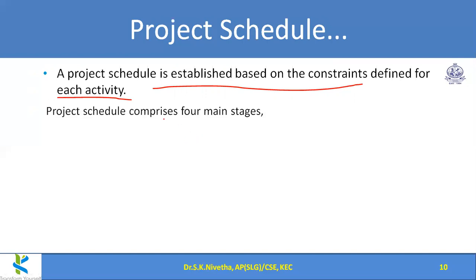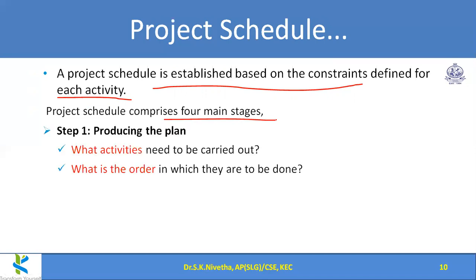So scheduling of activities comprises 4 main stages. First we have to produce the plan: what are all the activities inside the project, and what is the order in which those activities are to be carried out. So that is the first step, the list of activities, and whether there is any relationship between the activities, like ordering or parallel activities. Those are to be finalized.